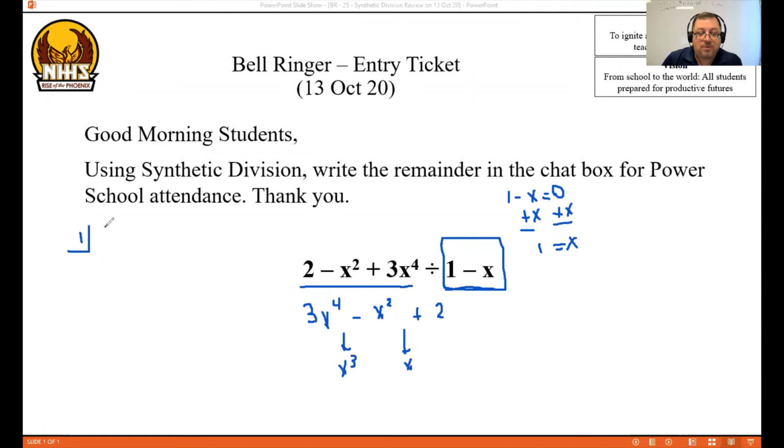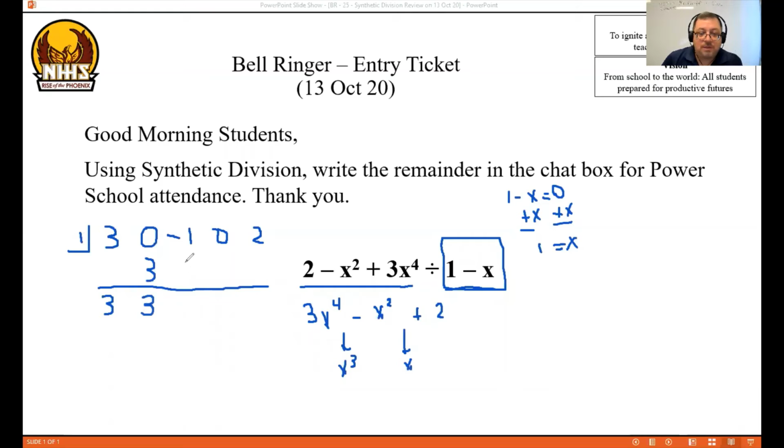So let's write 3. My placeholder here is 0. Right here is -1. My placeholder here is 0. And then 2. Don't forget the placeholders. They will mess you up sometimes, so make sure you do it. Remember, I bring down the 3. There's my 3. 1 times 3 is 3. 0 plus 3 is 3.